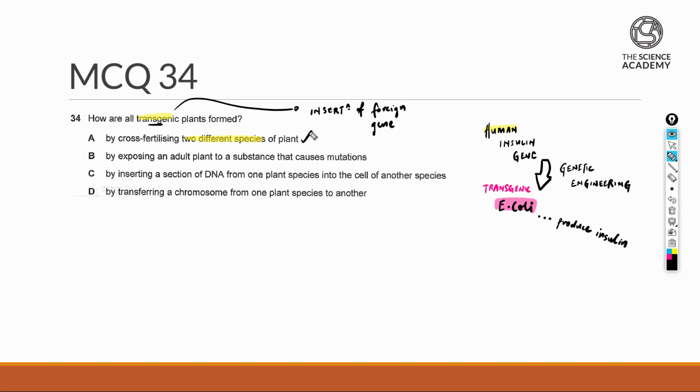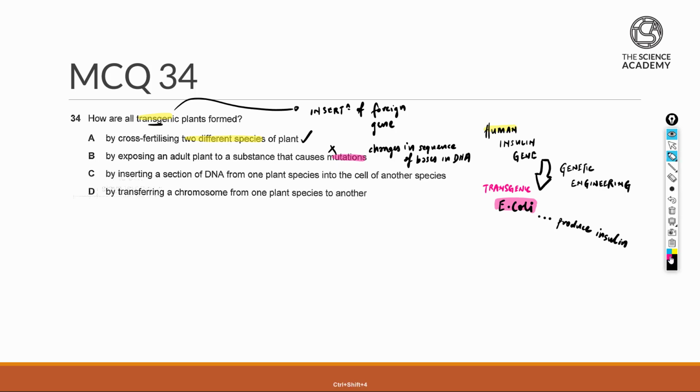So B, exposing an adult plant to a substance that causes mutation. Now, mutation itself is actually defined by changes in sequence of bases in DNA. So this does not introduce a new gene, but it modifies the current genes. So B itself is going to be wrong.